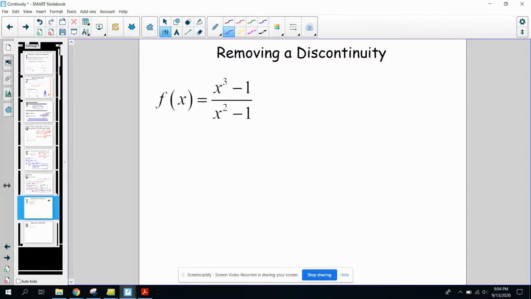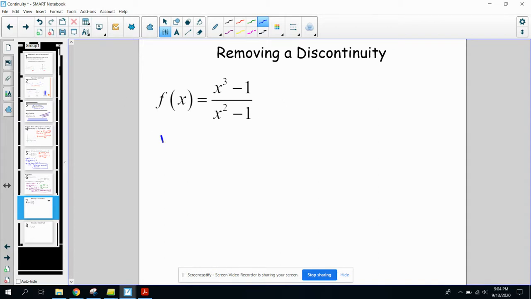Sometimes we're able to remove a discontinuity and make it continuous by turning something into a piecewise function. So if I take this function here, it has a removable discontinuity. So what we can do is write it as an extended function that is continuous at the point where we removed it. So basically, it would have a hole in the graph, and we're going to fill in that hole.